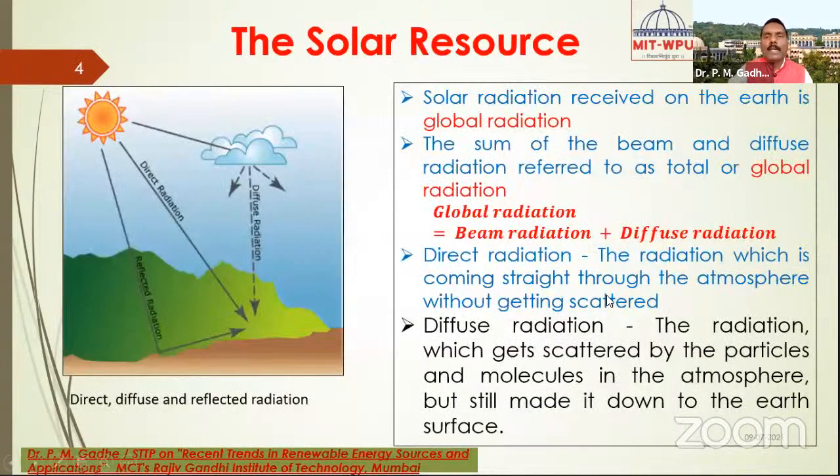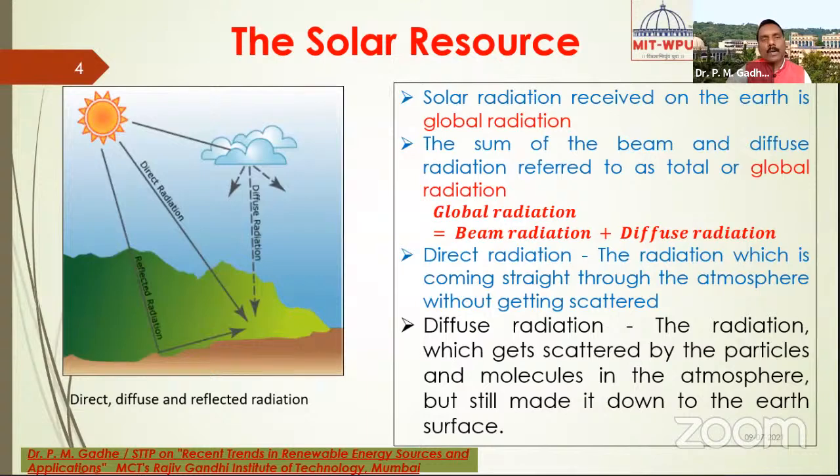Whenever we are designing a solar thermal power plant, we should know what is the source of energy that is falling on the earth, or at the location where you want to design the solar power plant. That depends on the radiation intensity at the particular location. The radiation intensity we measure in terms of watts per meter square, and whatever radiation intensity is received on the earth is known as the global radiation.